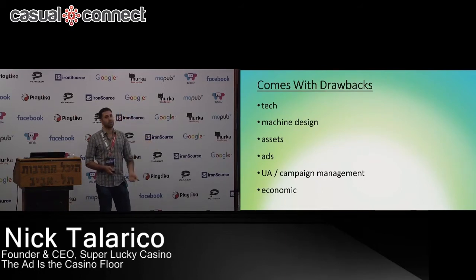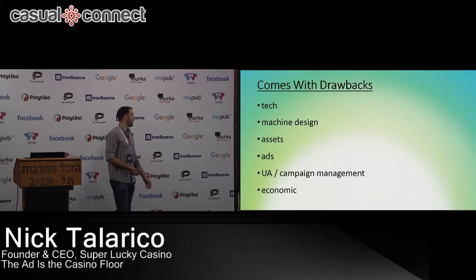The art assets, not just for the machines, but for the ads, are extensive. I don't really have a solution for that. You just need lots of designers. We modularize things. It helps speed it up a little bit, but it is certainly an undertaking. UA campaign management, we might spend the same amount as another company, but if we're doing it on 5 times the number of campaigns, that obviously requires additional bodies.